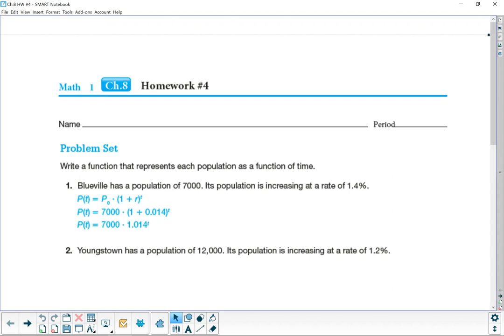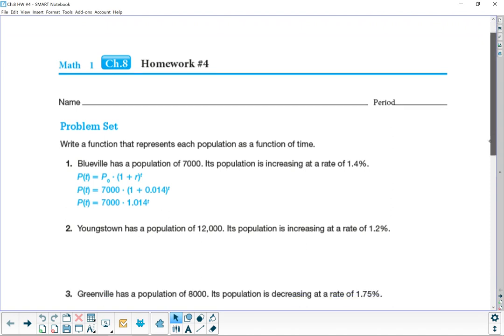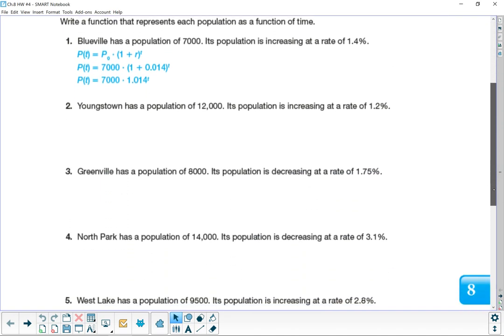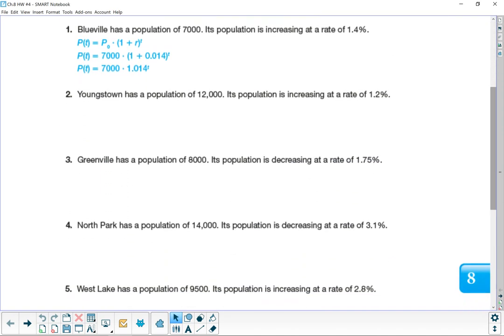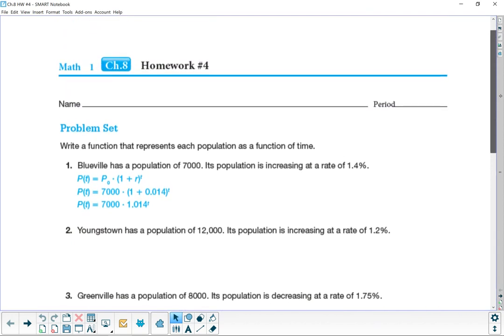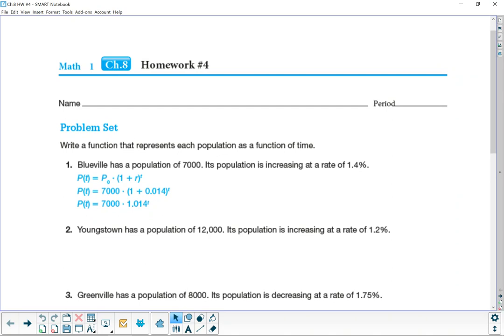All right, let's get to this, guys. Homework number 4: write a function that represents each population as a function of time. So they basically just want the function, all right? They don't want you to do it for any amount of time, at least for this part. Okay, so this is homework, chapter 8, homework number 4.